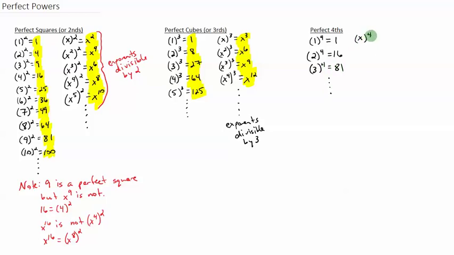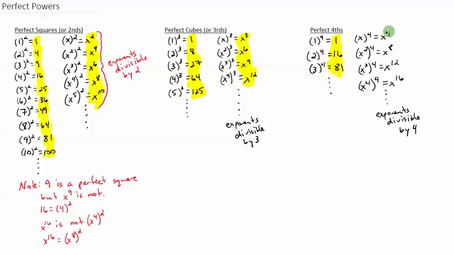X to the fourth is x to the fourth. X squared to the fourth is x to the eighth. X cubed to the fourth is x to the 12th. X to the fourth to the fourth is x to the 16th. And we keep going, and we see that the exponents here are divisible by, no surprise, 4. Okay? So you can imagine how that list would continue. So 1, 16, 81, etc. are perfect fourths. X to the fourth, x to the eighth, x to the 12th, x to the 16th, and so on are also perfect fourths.